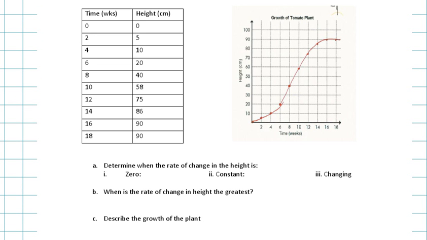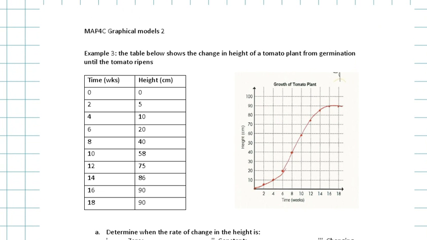Because it's asking for the rate of change, what do you have to calculate? The slope. Okay, so what we've been doing: slope, y2 minus y1 over x2 minus x1. So if I do the slope here, it will be 5 minus 0 over 2 minus 0. So 5 over 2, which is 2.5. And if I do 10 minus 5, that's 5, over 4 minus 2, which is 2. So that will be again 2.5. So far, between the first 2 weeks, and then the next 2 weeks, they're the same, right?